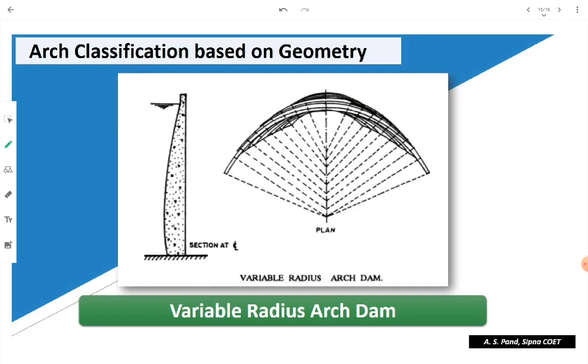The second type is the variable radius arch dam. Just now we saw constant radius, now we are taking a look at the variable radius arch dam. In that, the center line is given, and on the center line circles of varying radius are drawn, and with reference to those circles, the different layers of the arch dam are constructed.